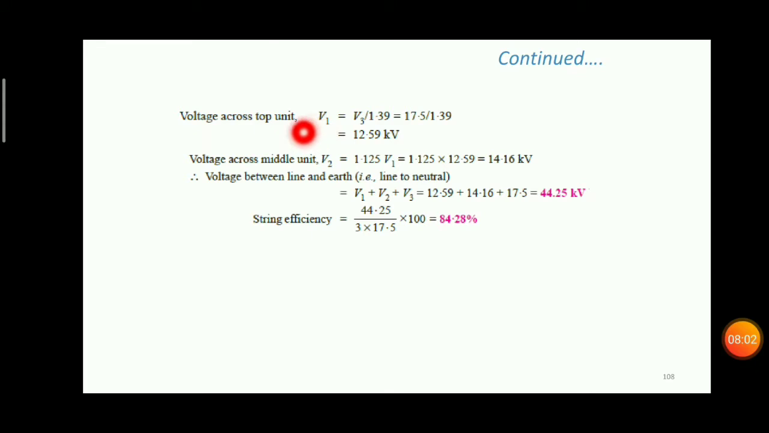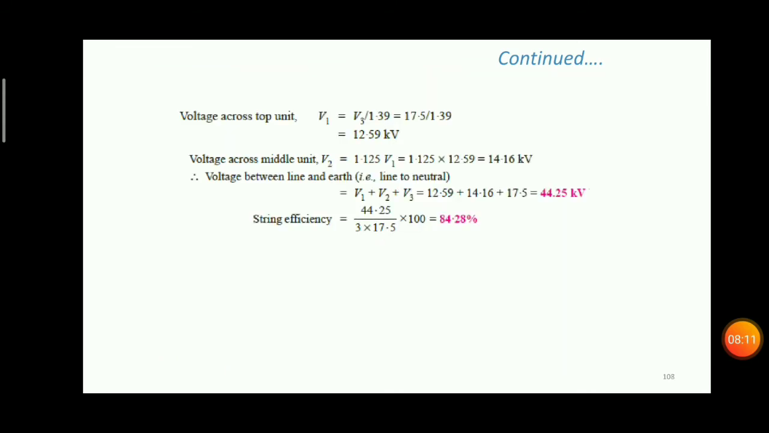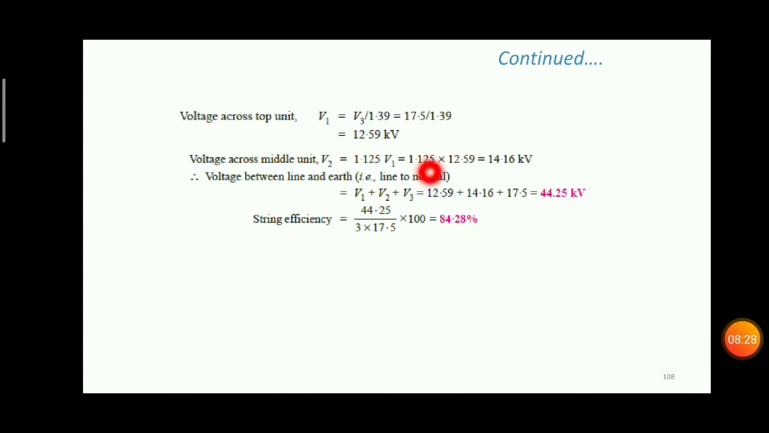Now, voltage across top unit V1 equal to V3 by 1.39. So V3 is 17.5, given in the question, divided by 1.39, we will get V1 as 12.59 kV. Then voltage across middle unit is V2, that is 1.125 into V1. So substitute for V1 obtained here. Then we will get the value of V2 as 14.16 kV.